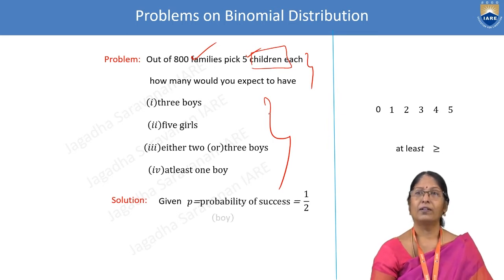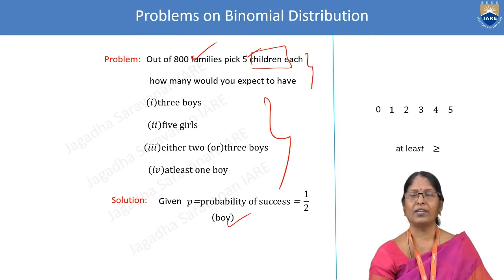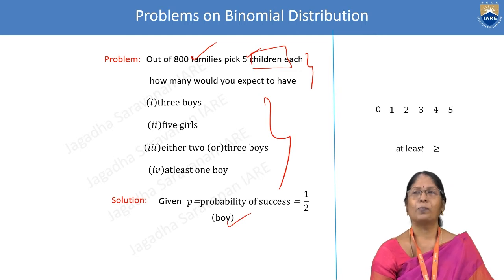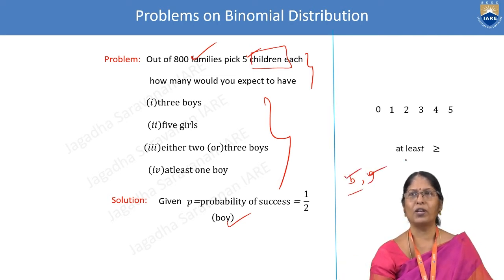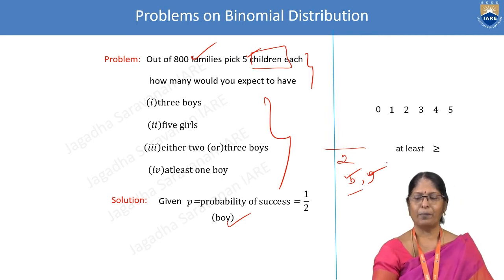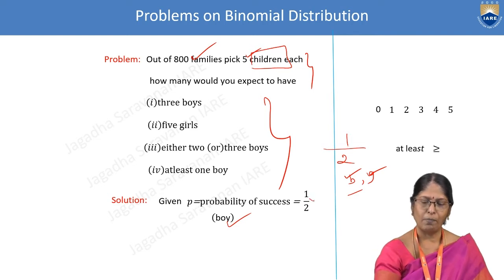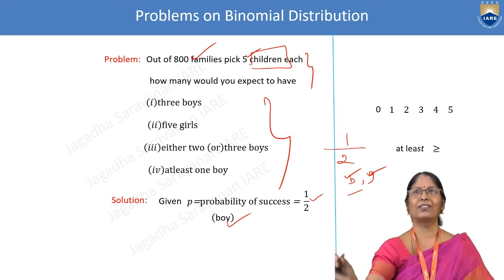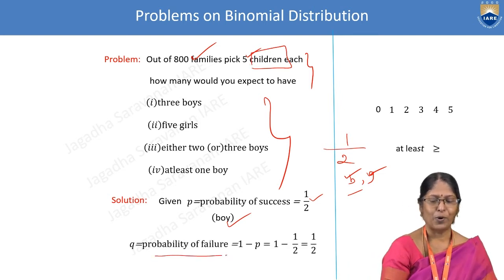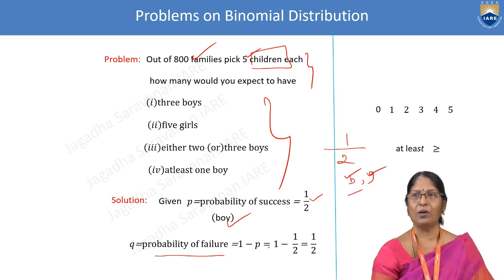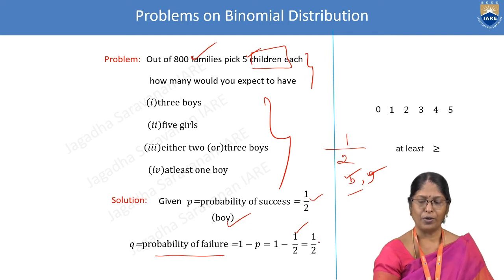Now, the P, so the boy. When I am picking from each family, if I get a boy, yes, success. The probability of success: boy, girl, this is only 2 possibilities. Total possibility is only 2. According to the basic definition of probability, total outcomes is 2, and boy coming means favorable is only one possibility. So 1 by 2. Because children is a common noun, in that only girl is there, boy is there. Boy coming, success. Girl coming, failure. Q, the probability of failure, is 1 minus P equal to 1 minus 1 by 2 equal to 1 by 2.